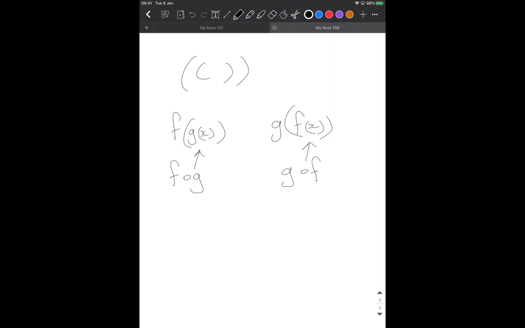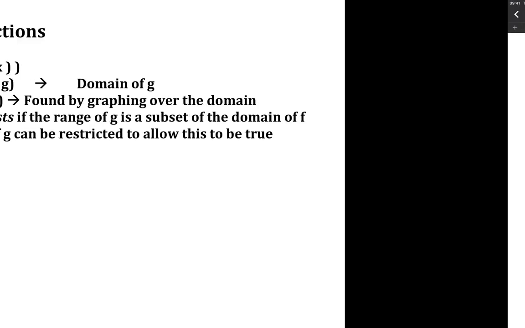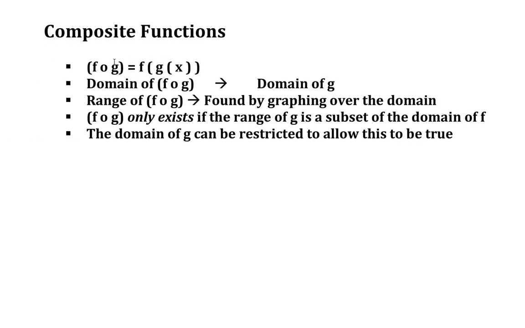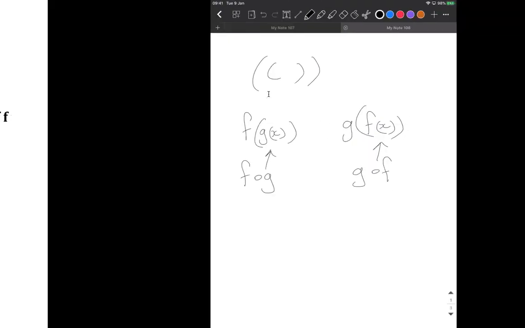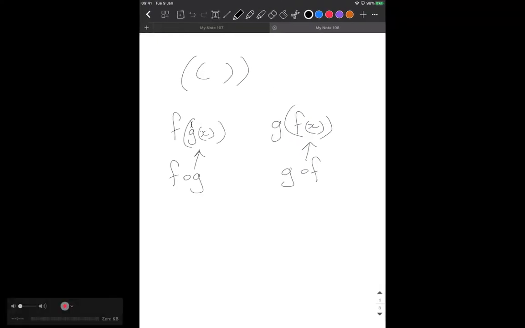So if you ever hear anyone saying fog or gof, this is what they're talking about: composite functions, where a function is inside another function. So notation-wise, we've dealt with that. It's important to note that the domain of a composite is the same as the domain of the inside function.